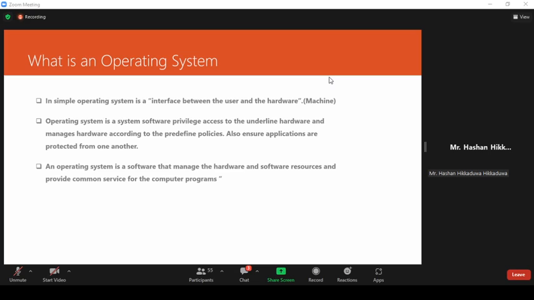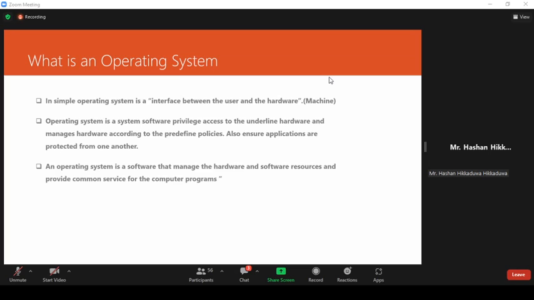So earlier I asked you, and one student gave the answer correctly. An operating system is a system software with privileged access to the underlying hardware, and it manages hardware according to predefined policies, right? We actually talked about two policies. I think you remember. One is fairness, the other one is security, right? So likewise, there are predefined policies.